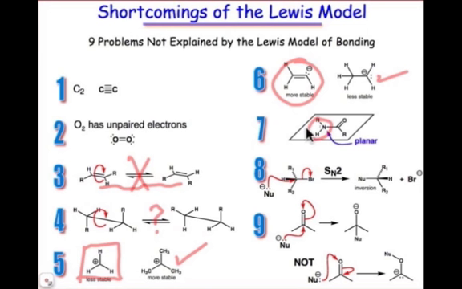VSEPR is another model that's related to the Lewis structure and would predict that that nitrogen should be pyramidal, yet many observations of structures of amides show that that nitrogen is planar. How come? The Lewis model clearly breaks down.